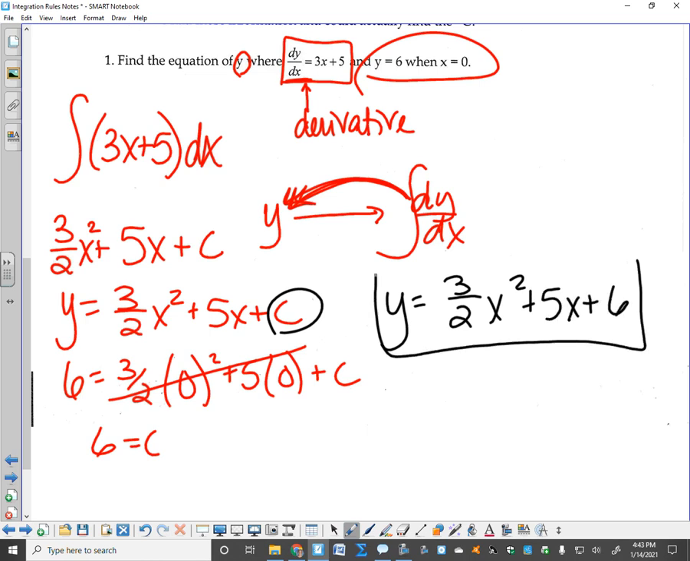Voila. That is the exact y equals. Not a generic. That is the exact one because it gave me that extra piece of information, that extra data. I can use that to plug it in and find my c.